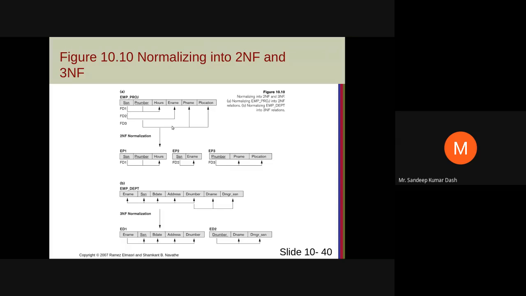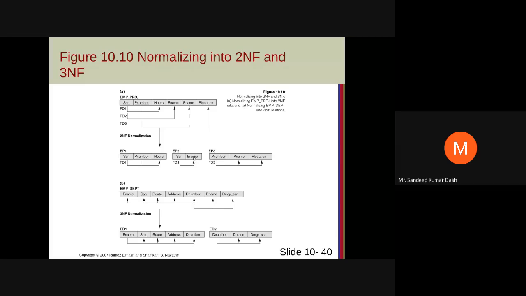So you remove those attributes onto a separate table. Ename was taken onto EP2 along with SSN. Similarly, pname and plocation are taken into EP3 from this relation. Now these three, you see whether these three are okay or not. What the 2NF said, that any non-prime attribute is fully functionally dependent on the primary key. Yes, these are primary key and this is full functional dependency.